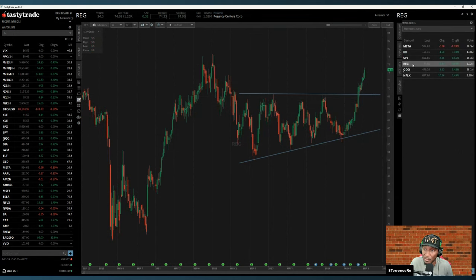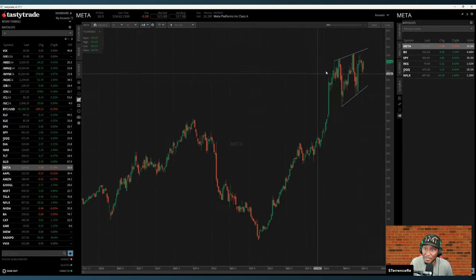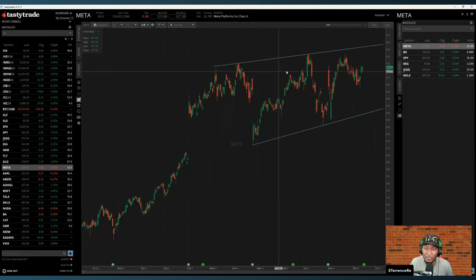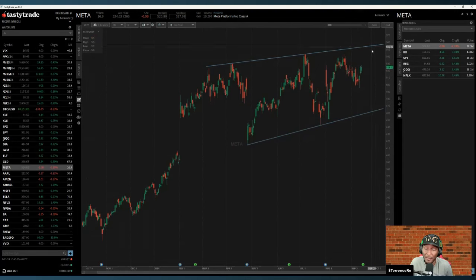Let's go back to Meta. So with that being said, with a pattern like this, I expect something similar to that in Meta. That makes sense. I expect something similar to that. We get up around here, we should see an aggressive move outside of this range.